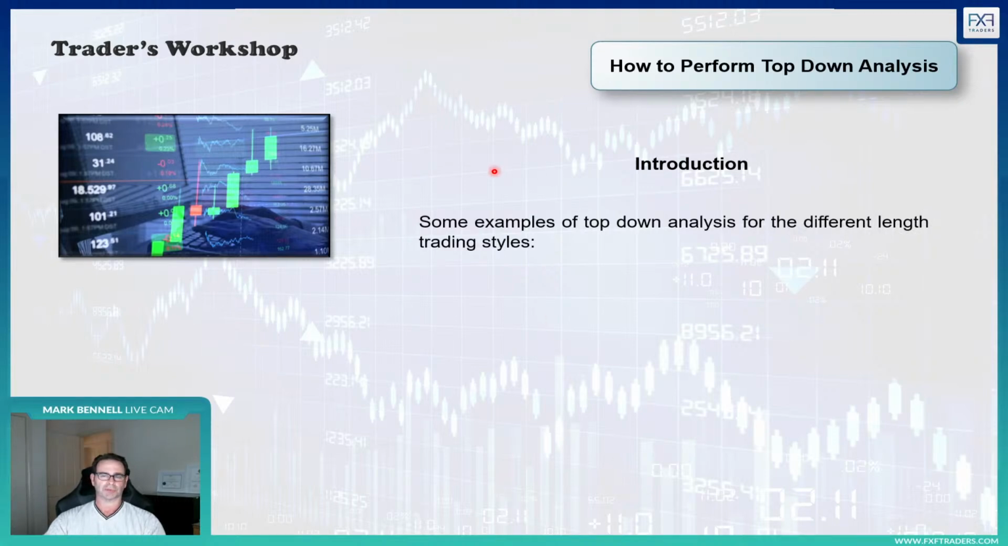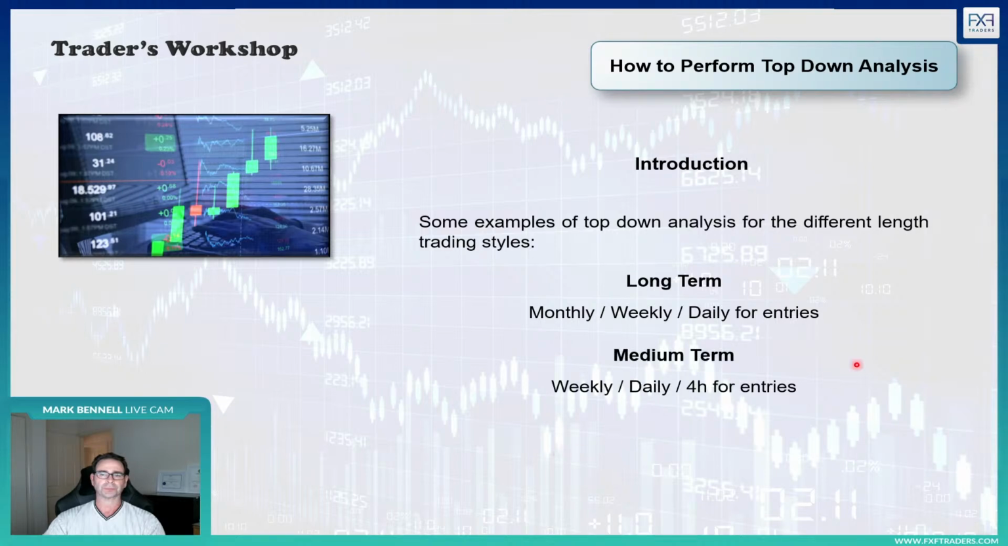So, some examples of top-down analysis for the different length trading styles. If you're a longer term trader, generally you'll use a monthly as your higher time frame, weekly as your trading time frame, and the daily for entries. When I swing trade equities, stocks, this is what I use. Maybe the 4 hour, the 1 hour to really fine tune, but otherwise it's daily for entry.